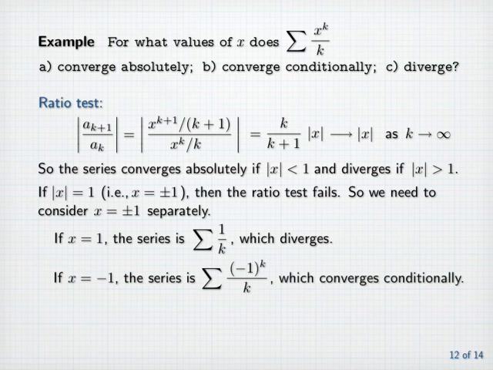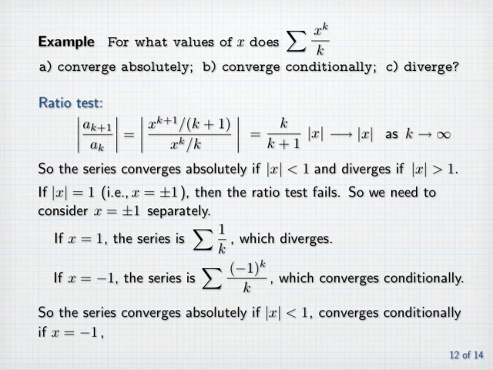conditionally. So the series converges absolutely if the absolute value of x is less than 1, converges conditionally if x is equal to minus 1, and diverges if x is less than minus 1 or greater than or equal to 1.